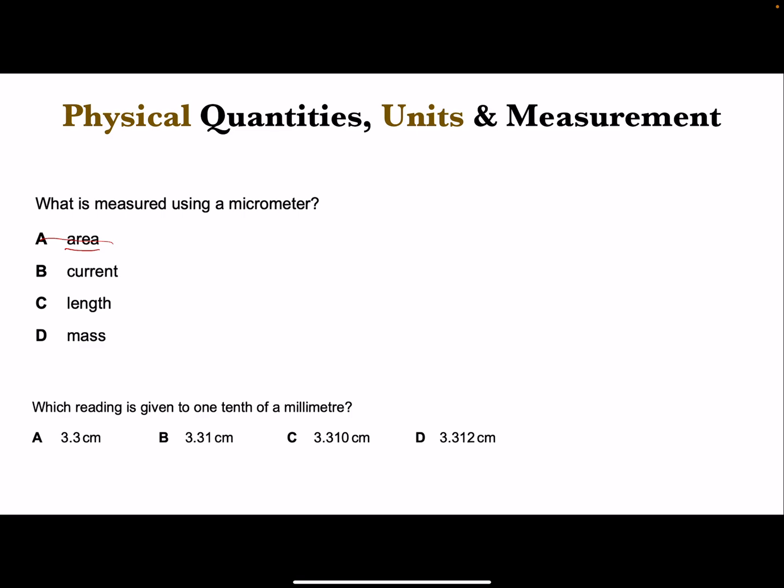Current, it's a meter, so I don't think it's going to measure current, right? So current cancels out. Length, yes, maybe, but let's check the last option. Mass, nope. Using meters to measure mass. Mass has a unit of kilograms, so it can't be mass either. So the correct option's C.